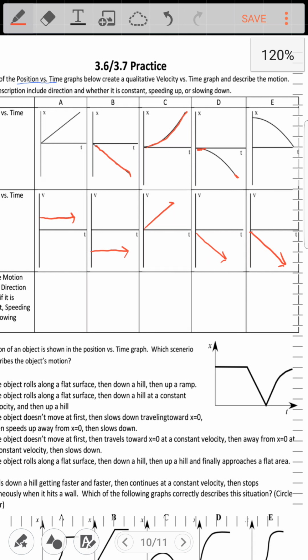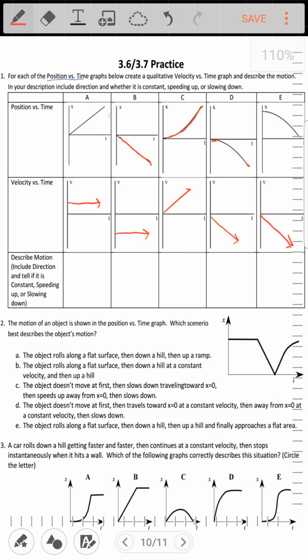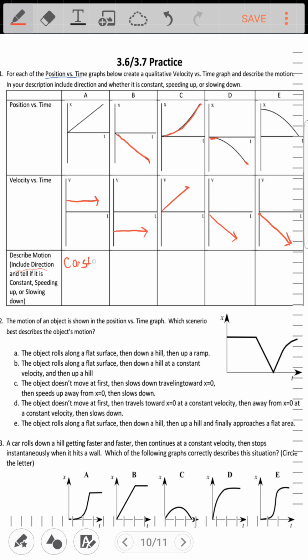So how would I put that into words? For box A, I am looking at this, it's going at a constant velocity. The prompt says describe the motion, including direction, and tell if it is constant, speeding up, or slowing down. I am going at a constant speed. It's constant in a positive direction. That's a shorthand, but in a positive direction. Letter B is going constant, as we said, in the negative direction.